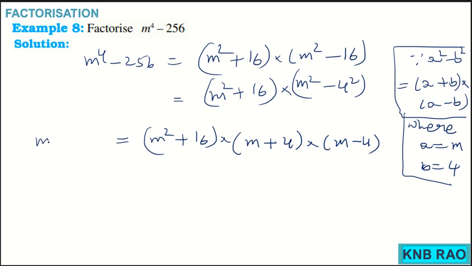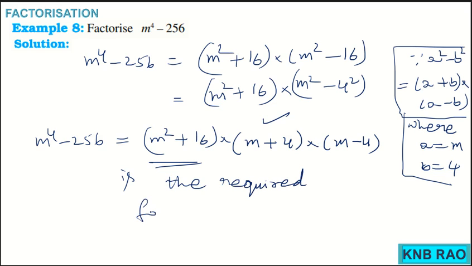So can I say that now it is factorized completely? Yes. So children, remember the factorization of m power 4 minus 256 is the product of three binomials: one m square plus 16, another binomial m plus 4, and the third binomial m minus 4. So this is the required factorization.